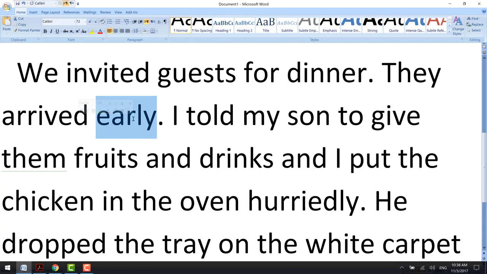I told my son to give them fruits and drinks, and I put the chicken in the oven hurriedly. Yeesh. Lots of words. I is a person. Let's go through all the persons. My refers to myself, so that's a person. Son is a person. I again is a person, and then the word them is persons. So those are all isms. Are there any things here? Yep, fruits, drinks, chicken, oven. Those are all isms.